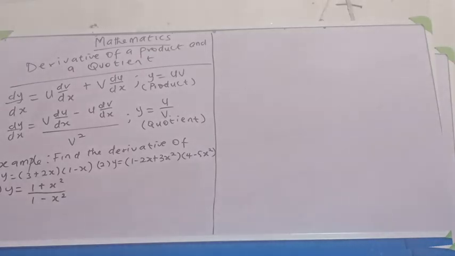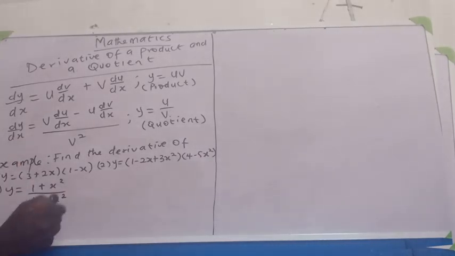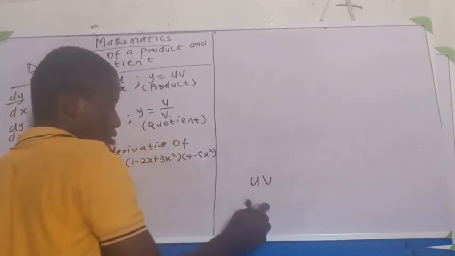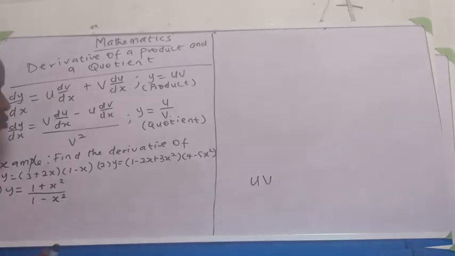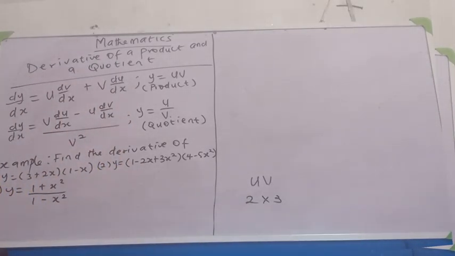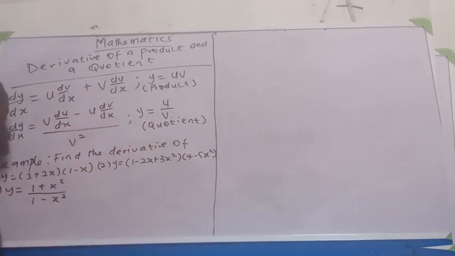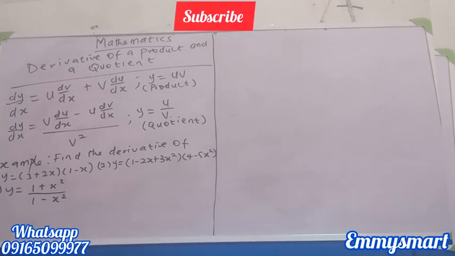The derivative of a product and a quotient, right? When you have a product, what does that mean? Multiplication. If I multiply two numbers, basically what I'm doing is finding the product of two numbers. 2 times 3, right? The product of 2 and 3.